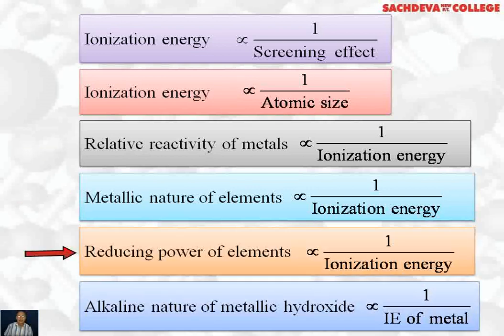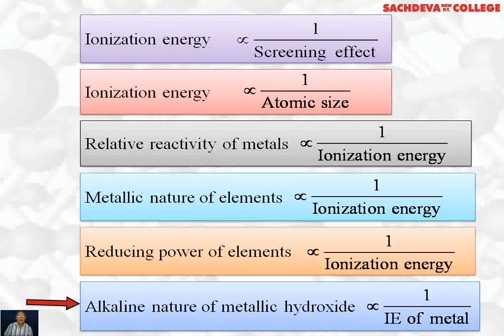Reducing power of elements is also inversely proportional to ionization energy. If ionization energy is lowest, reducing power will be highest. Alkaline nature of metallic hydroxide is inversely proportional to ionization energy of metals. Means if we have lower ionization energy of a metal, it will form strongly basic oxides and hydroxides.